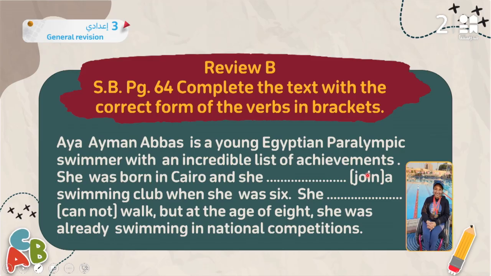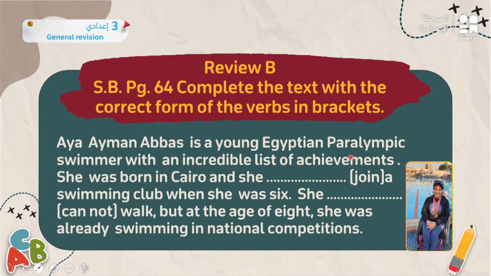The second exercise here is in the student's book, page 64. Complete the text with the correct form of the verbs in the bracket. Here we have like an essay about Ayman Abbas, and we're going to fill in the blanks using the correct form of the verb between brackets. هنا هنشوف التنس بتاع الباراجراف أو السنتنس، وهنلتزم بحسب الverbs اللي عندي والtenses اللي عندي. Let's start. Ayman Abbas is a young Egyptian Paralympic swimmer with an incredible list of achievements.